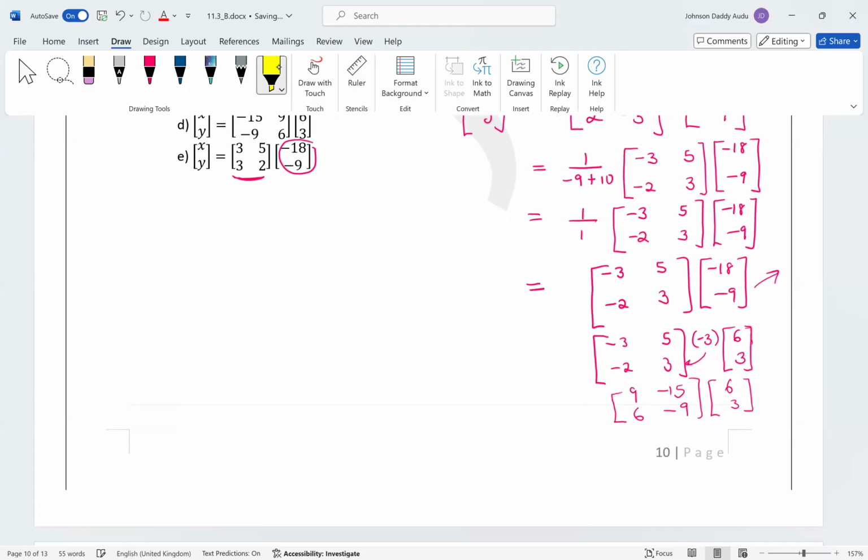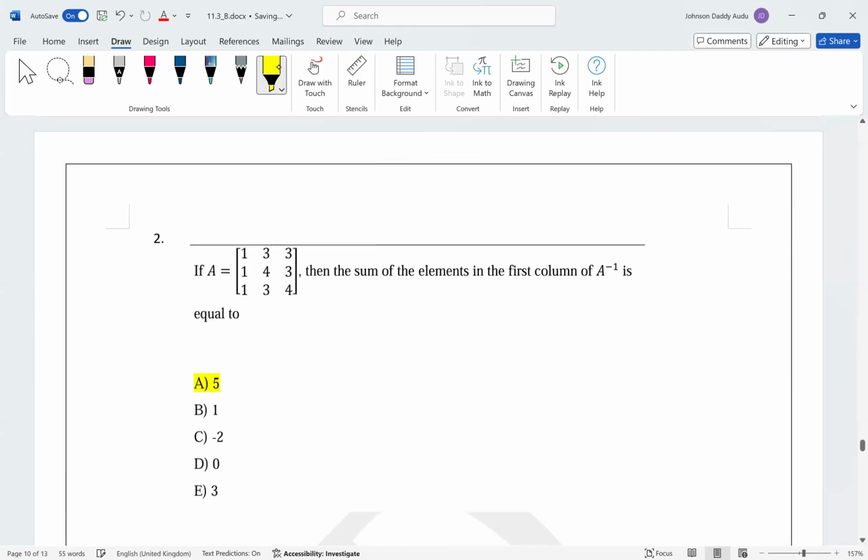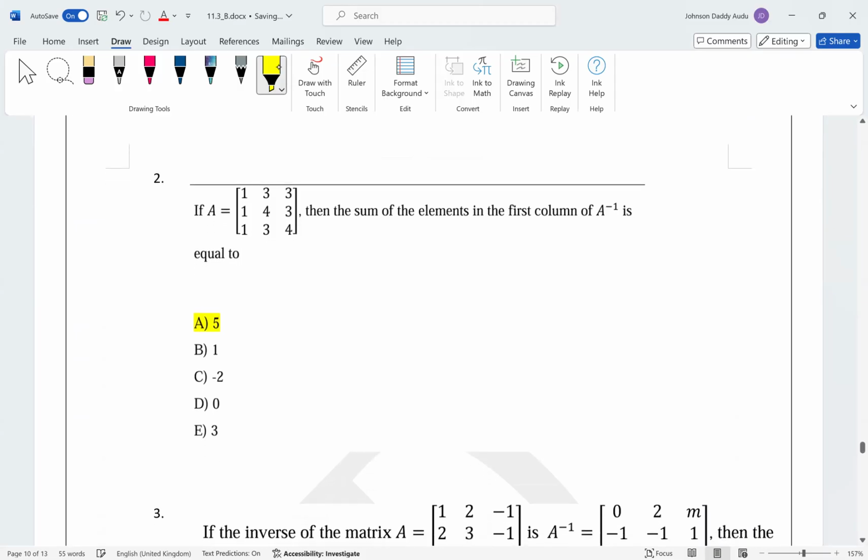All right, let's see the next question. So question number 2, it says you have a matrix A, and you want to find the sum of elements in the first column of A inverse. So you have to find A inverse. And how do you find A inverse?